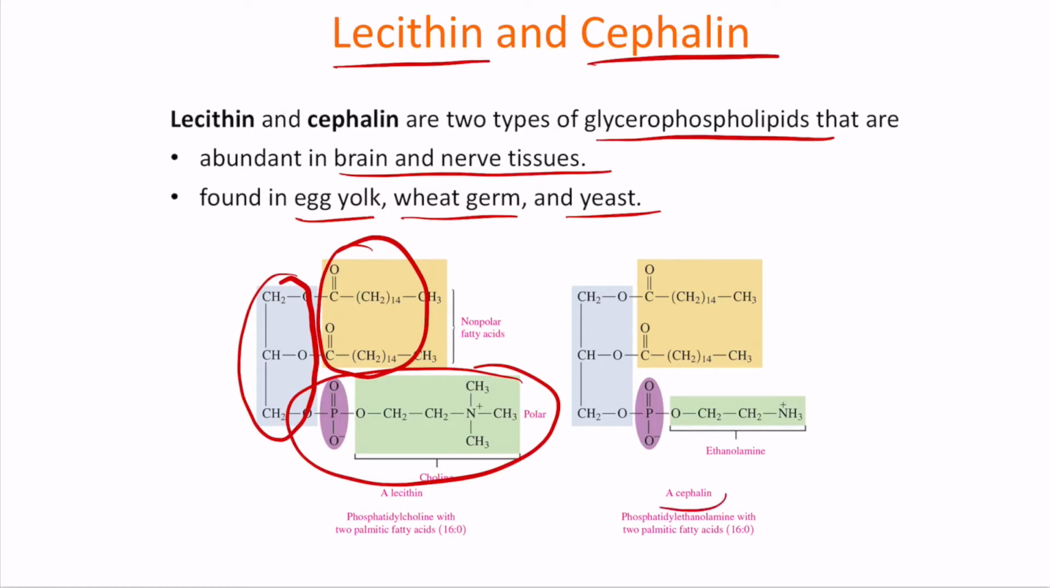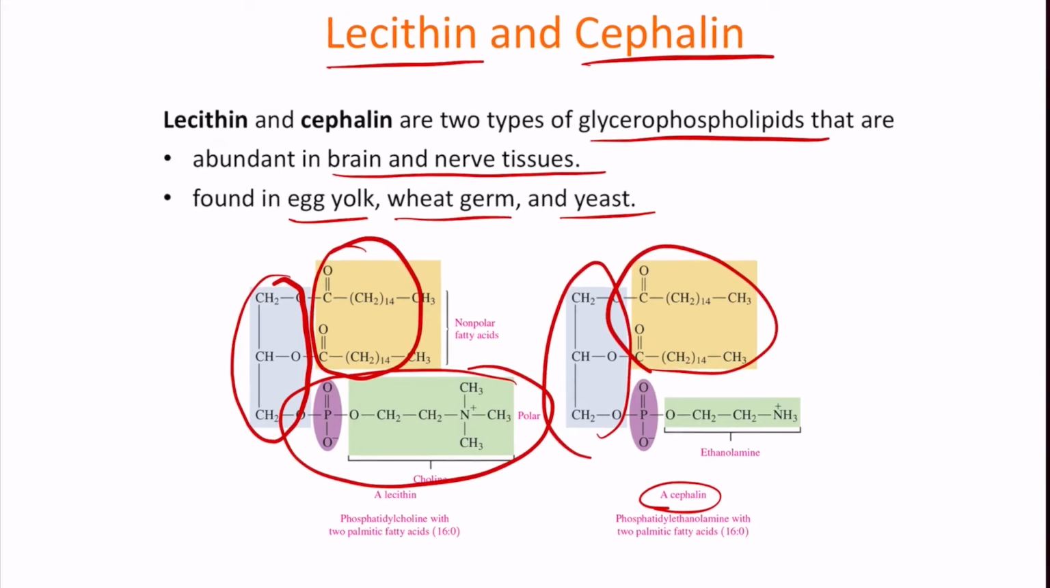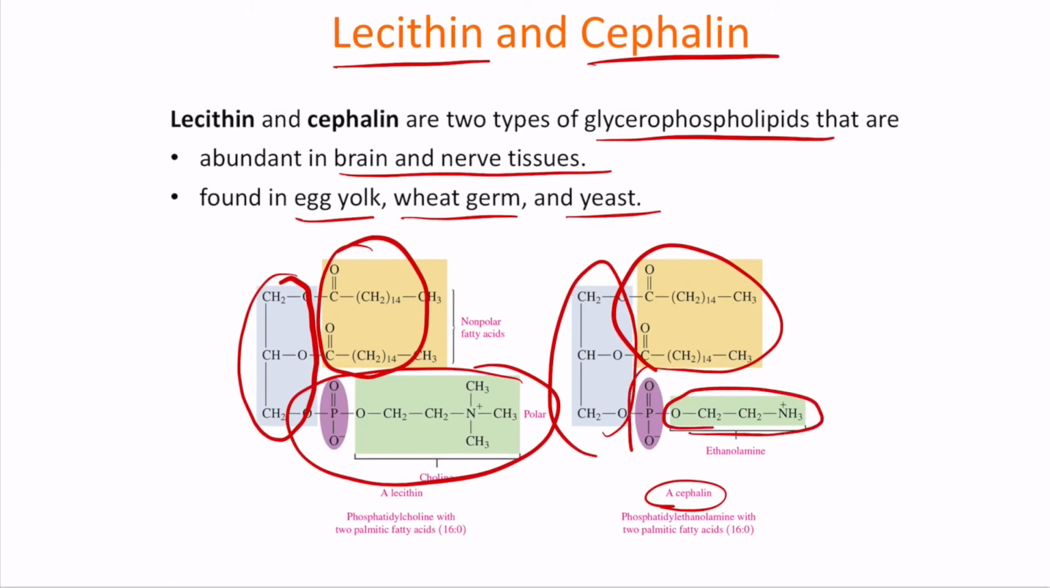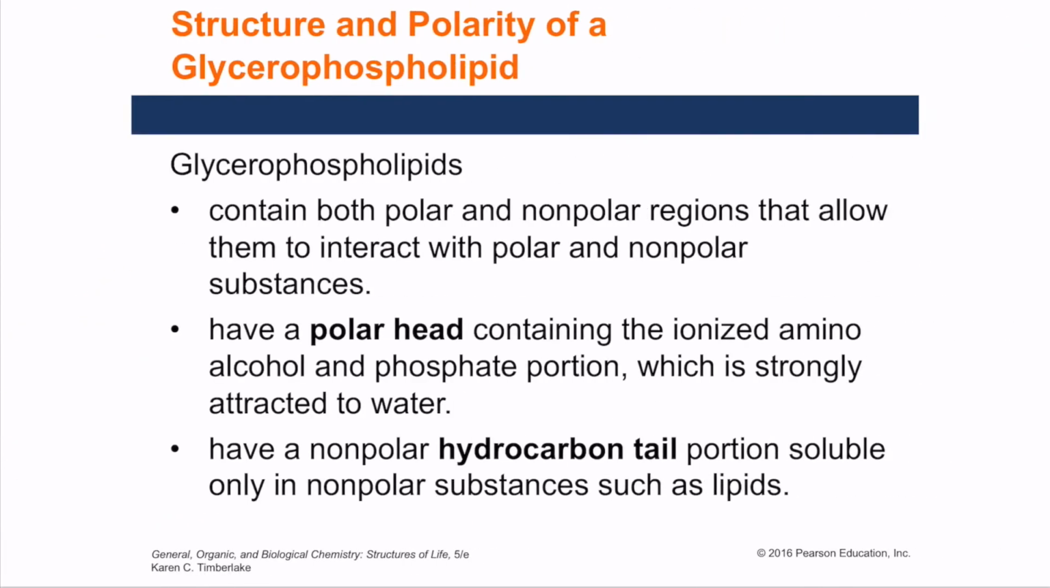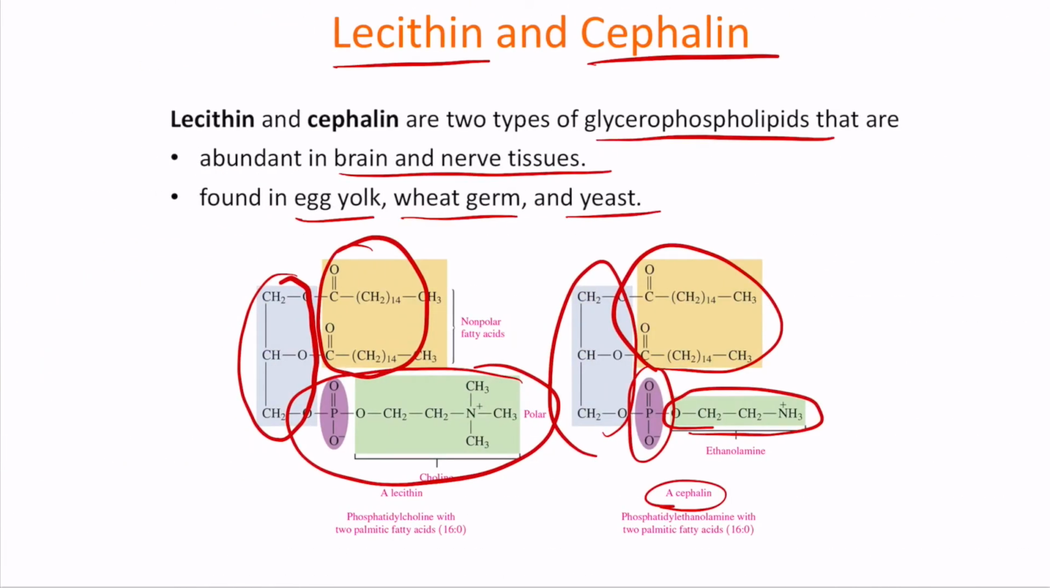You have cephalin. Cephalin contains again glycerol with 2 fatty acids and an ethanolamine with a phosphate group attached. The acid that is present in both of them is palmitic acid. So both acids are palmitic acid.